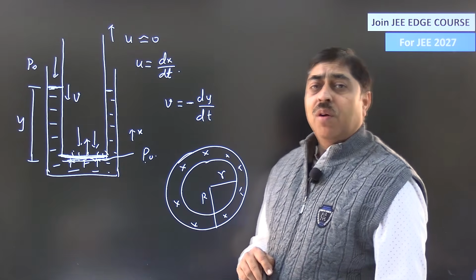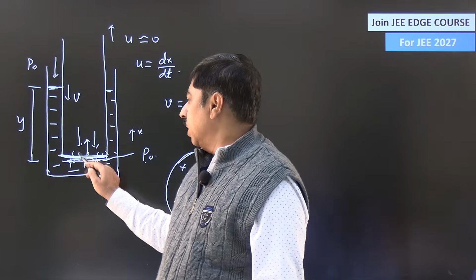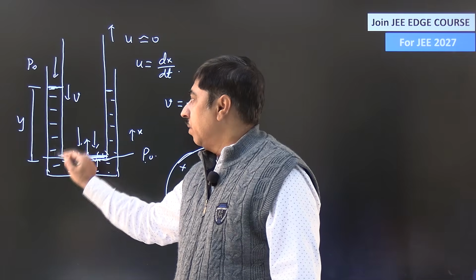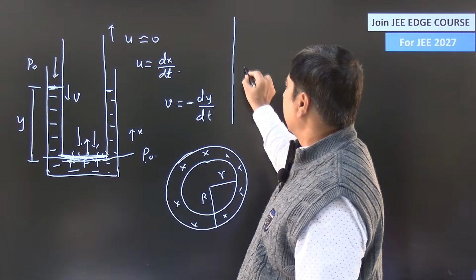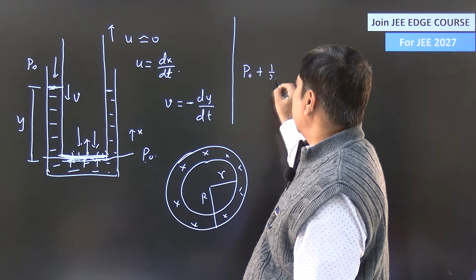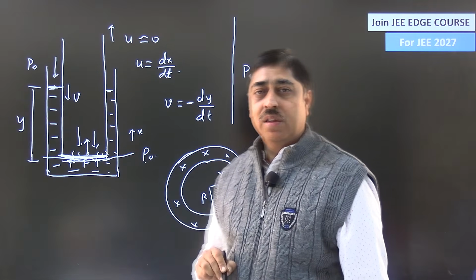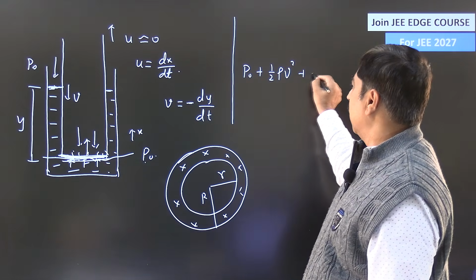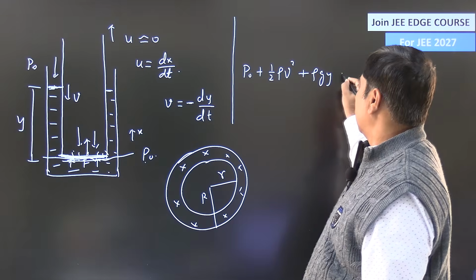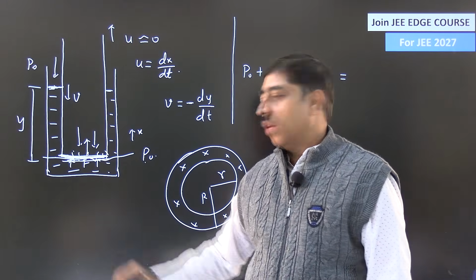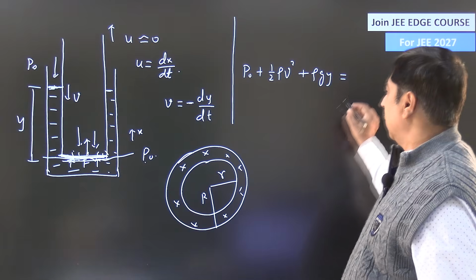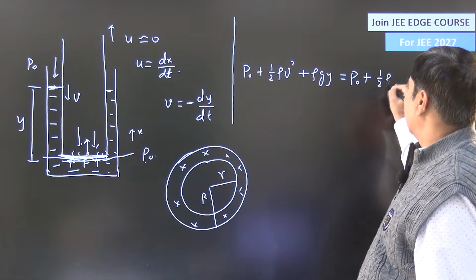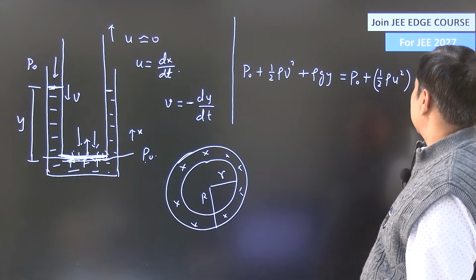Let me directly apply Bernoulli's equation between this point and this point. Let this be the reference level. What is pressure here? P naught, atmospheric pressure. What is speed there? V, rho is the density of water. If I take this as a reference level, what is height here? Y. Now what is pressure here? As explained earlier, it is still atmospheric pressure. What is speed? Half rho u square. And what is height? 0.